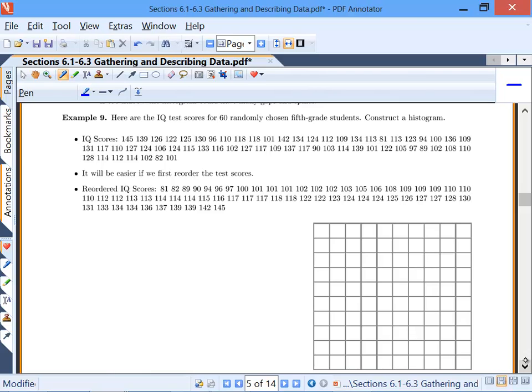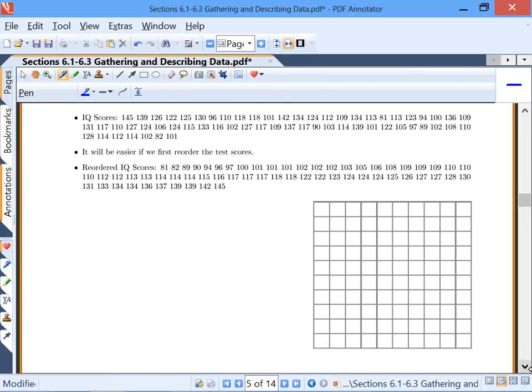So here are IQ scores for 60 randomly chosen 5th graders. Construct a histogram. So my IQ scores, 60 scores. And it's easier if we reorder it first, so here are my reordered scores. The first step to make a histogram is you need to choose your classes, or your bins. And then once you have that, you need to count, or your frequency, how many observations are in each bin.